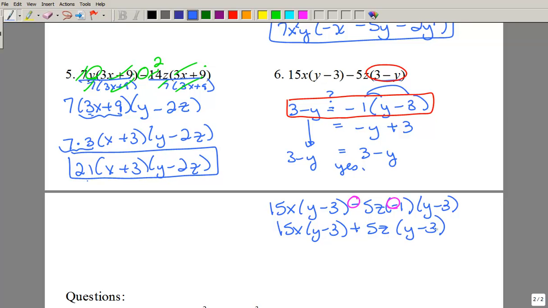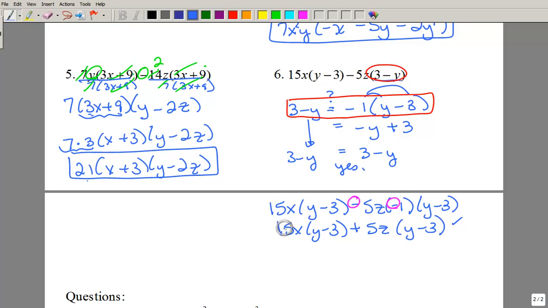Anytime you have the same binomial but it looks backwards to you, see if they are what we call opposites. They are opposites if you multiply by a negative 1 and it changes all the signs, not some of them, but all the signs, do you get back what you would like? Right? So these indeed are opposites, and now I can factor that.